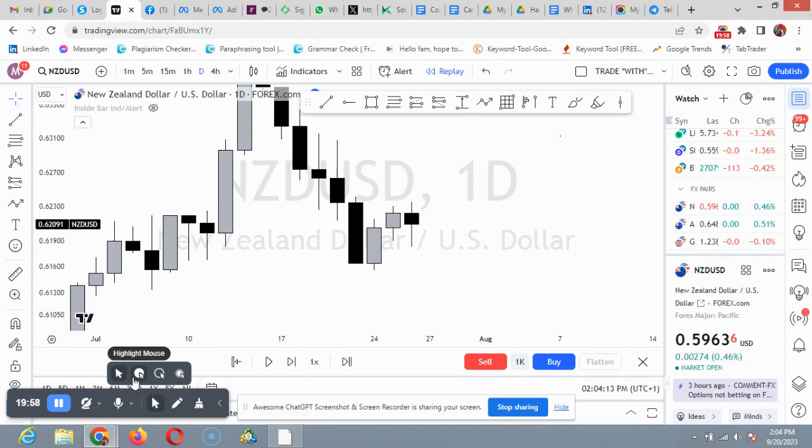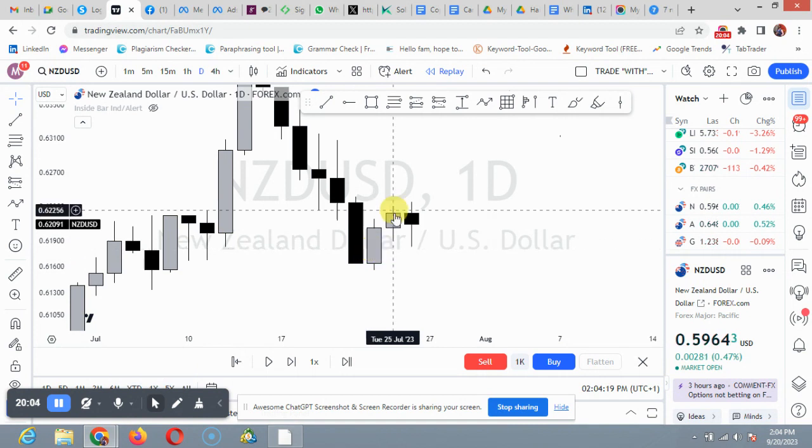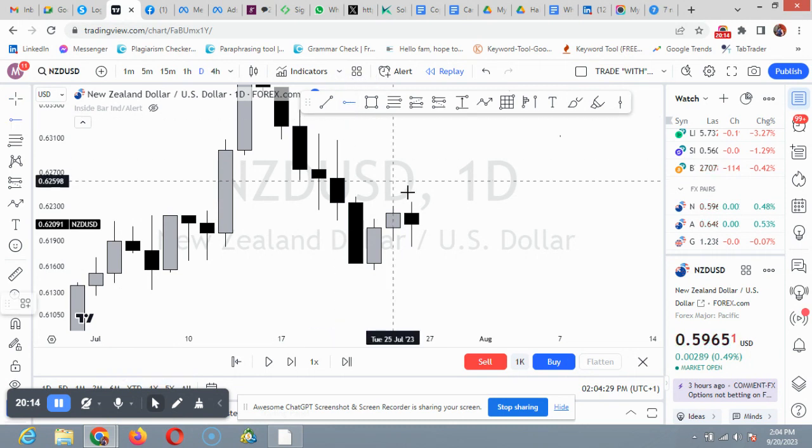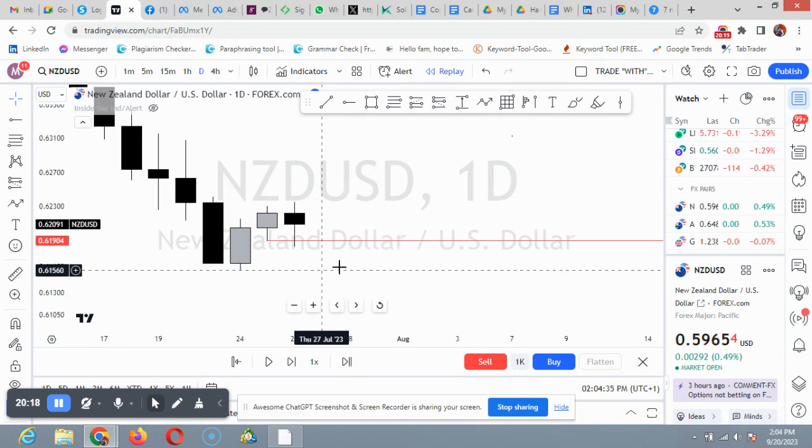I hope you can see my mouse. So this candle is bullish. This candle is bullish, right? All right. So all I have to do is wait for the third candle to come and sweep below. You can see this.